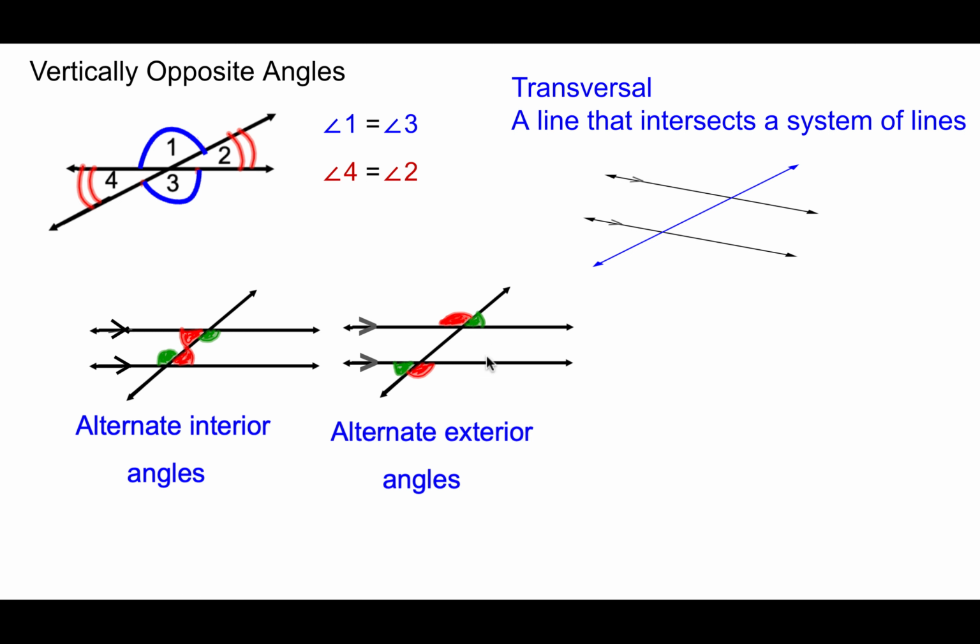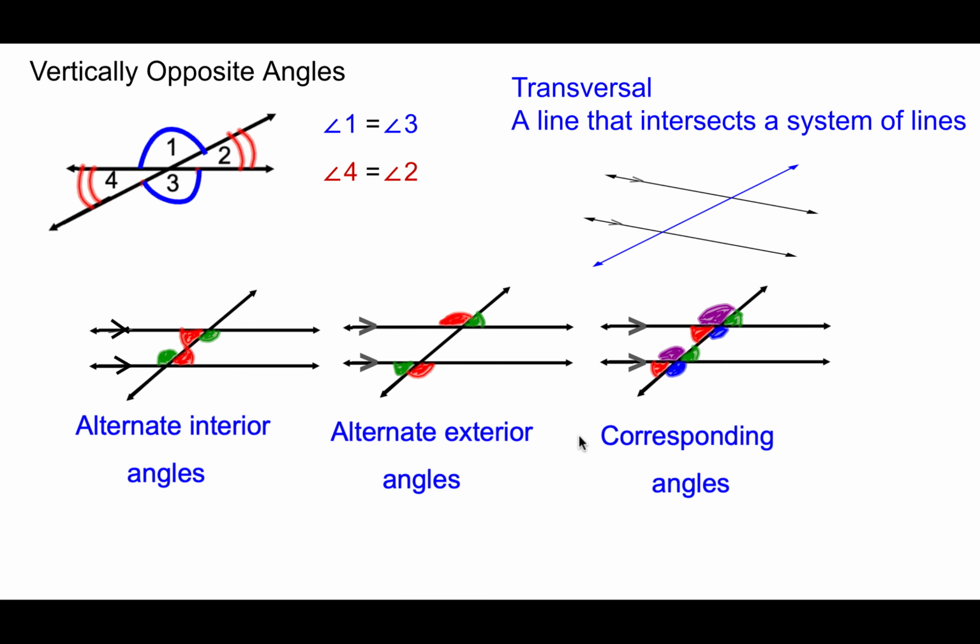Alternate exterior angles are angles outside the parallel lines or outside the railroad tracks. So if you look at this red one on the left side of the transversal and the red one on the right side of the transversal, they'd be equivalent. So again, if the top one's 150 degrees, the bottom one would be 150 degrees. Same for the green. The green here on the left side and the green on the right side. So if the top green is 30 degrees, the bottom green would also be 30 degrees.